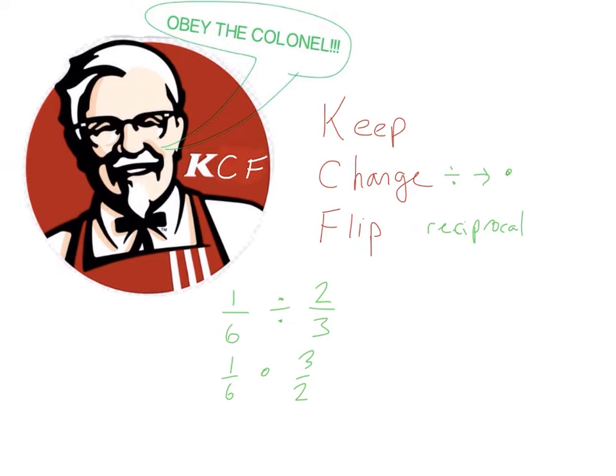Can I cross cancel anything? Yep, the 3 and the 6 can both be divided by 3. So that becomes a 1 and that becomes a 2. And then anything else to simplify or cross cancel? No. So 1 times 1 is 1 over 2 times 2 is what? 4. So what is 1/6 divided by 2/3? 1/4. How do we get there? Keep, change, flip, obey the colonel.